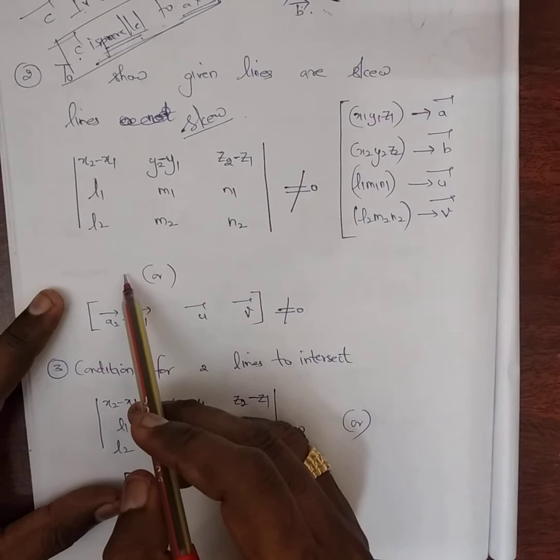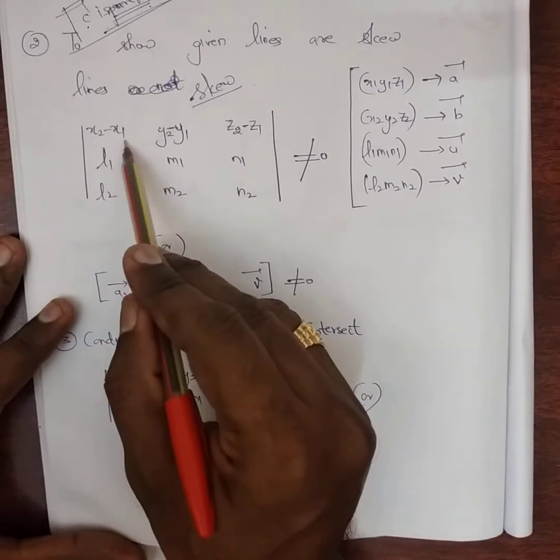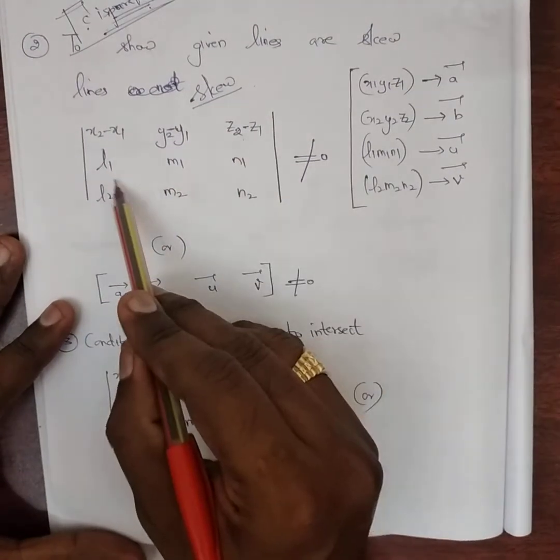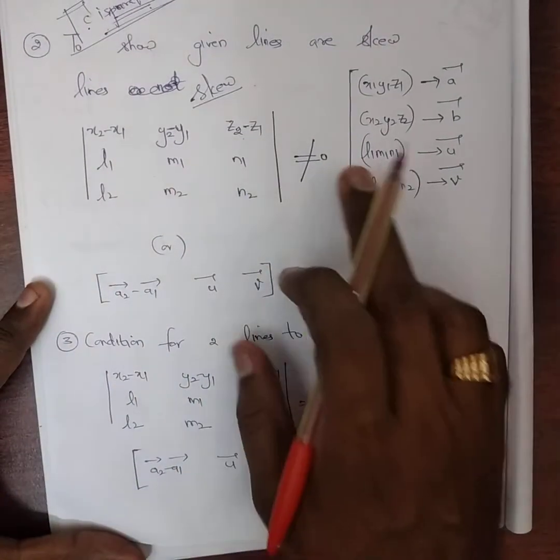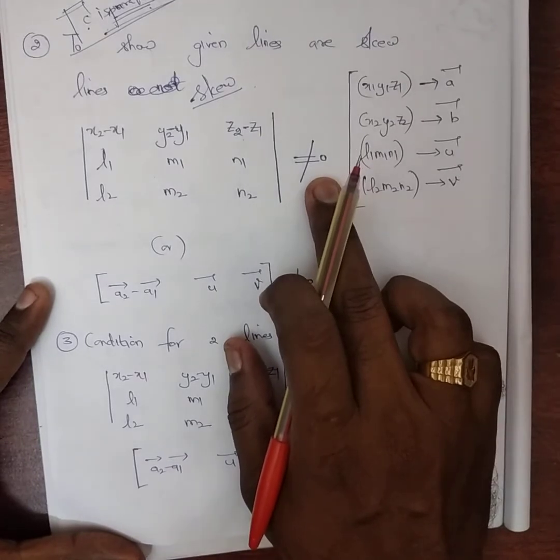So to find whether the given lines are skew, this is the formula: the determinant of x2 minus x1, y2 minus y1, z2 minus z1, l1 m1 n1, l2 m2 n2 is not equal to 0. The answer should not equal 0. If the answer is 0, then these two lines intersect.